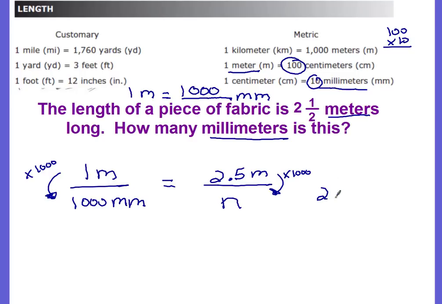And I'm going to use the mental math. We're multiplying by 1,000, so there are 3 zeros. We need to increase by 3 place values. So we move the decimal point 3 places to the right. 1 place, 2 place, 3 places. Our decimal point goes here. We have 2 empty holes, so we have to fill those with zeros. So our answer is 2,500 millimeters.